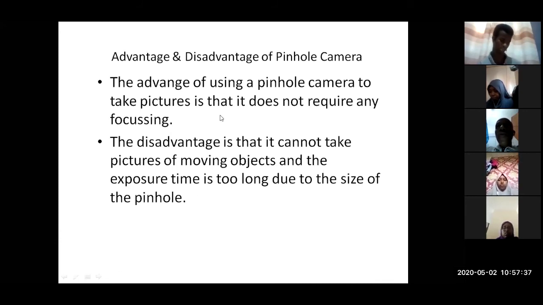You can quote that summary, advantage and disadvantage of a pinhole camera. The advantage, we have put it there. Does not require any focusing. That's the advantage of a pinhole camera. I don't need to focus. But the disadvantages are two. One, exposure time. You will put the camera there and wait for a longer time for the image to be formed. So the exposure time is too long. But the other cameras, you simply press the button and the photograph is taken. And then moving objects, you cannot take photographs of moving objects.